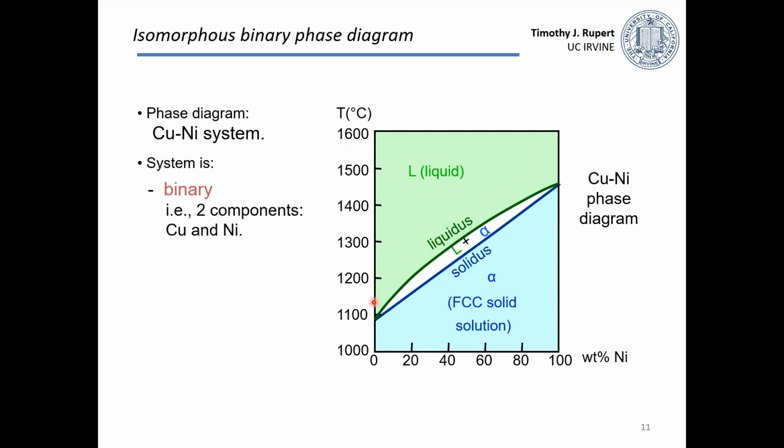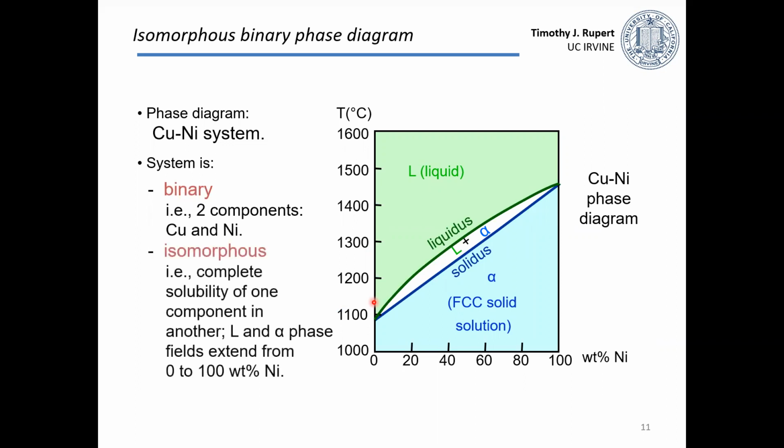So this system is binary. It has two atomic components, copper and nickel. It's what we would call isomorphous. So it has complete solubility of one component in another. And if you look at that, it means that there's just one type of liquid you can have and one type of solid. Those extend completely from 0 to 100%.